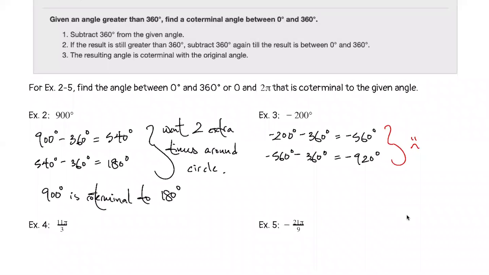Yeah, we add, okay? Yes, you could do that as well, for sure. So let's shift our strategy. Instead of subtracting, let's add. All right, negative 200 plus 360 is going to give me 160. Am I done? Did I end up with a number between 0 and 360?